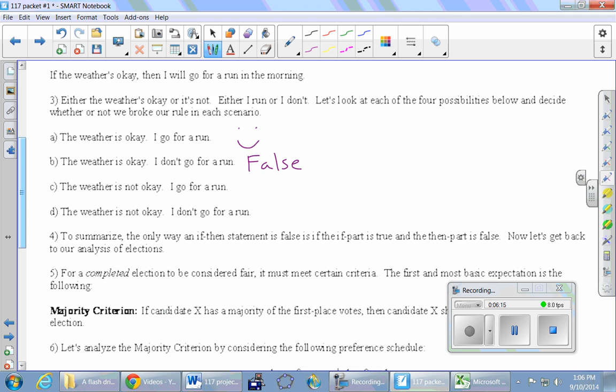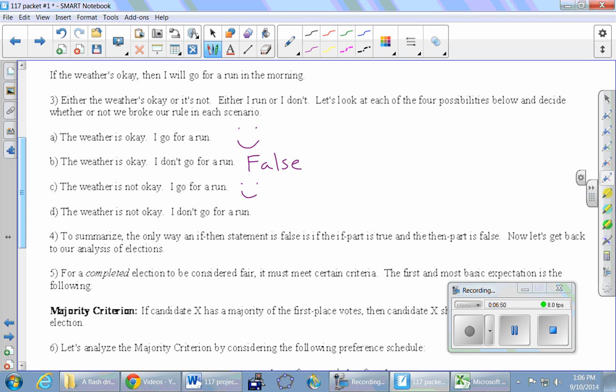The weather is not okay. Let's think about the promise that I made. If the weather is okay, I'm going to do something, right? I have no contingency in that plan for what I'm going to do if the weather is bad. All I'm doing is making a promise if the weather is good, which pretty much means if the weather is bad, I can do whatever I want. I'm not bound to anything because I haven't made any guarantees in that case. So if the weather is not okay and I go for a run, super. I didn't lie to myself. I didn't say I wouldn't run if the weather was bad. So this one's all right. It's a true statement. It's not a lie.